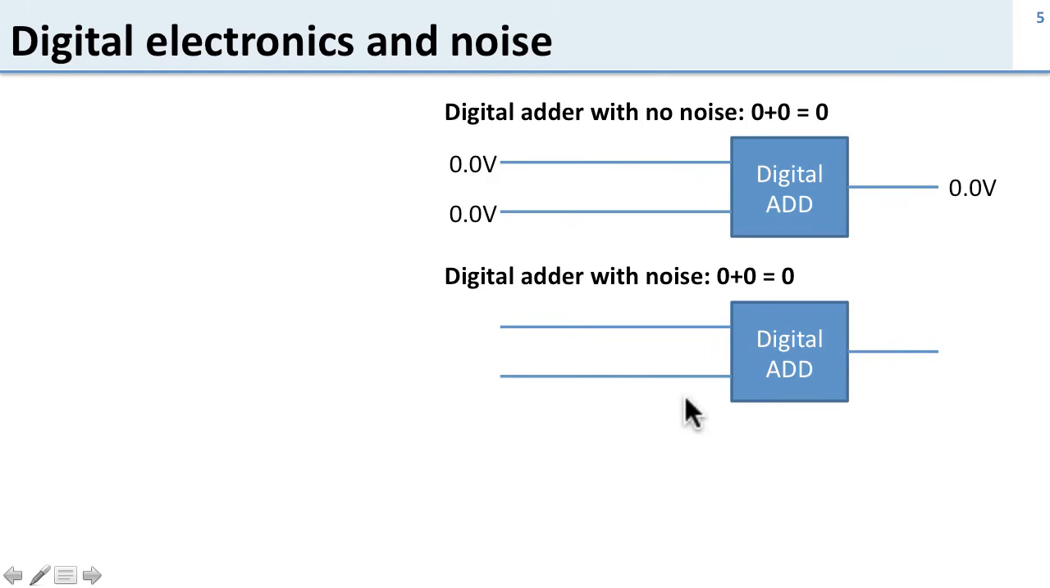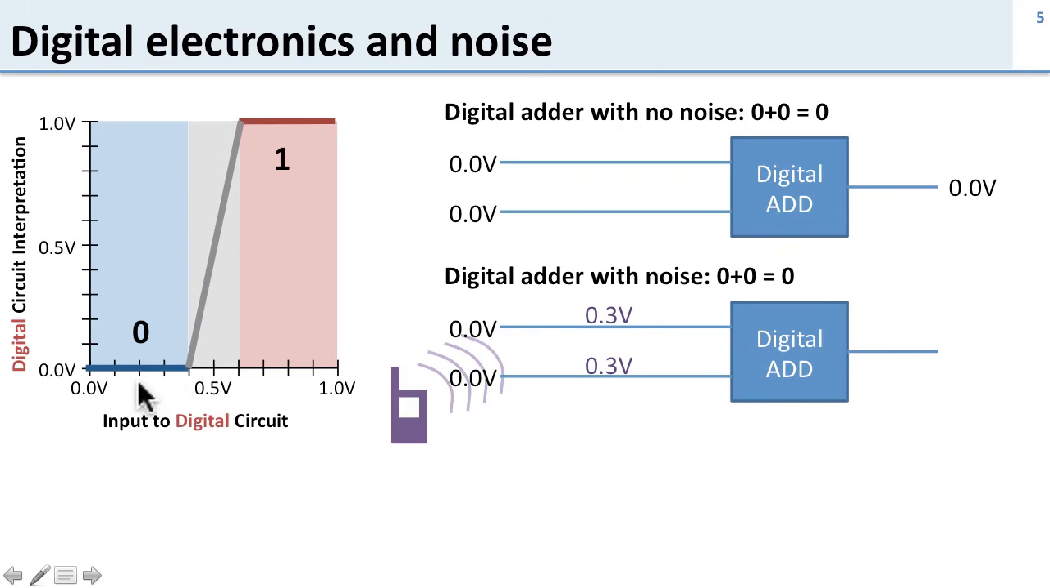So here's another digital adder. We've got our two 0 volt inputs, but now what happens is somebody across the room turns on their cell phone. And the radio signal from the cell phone hits the wires inside my computer. Those wires that were at 0 volts are now pushed up to 0.3 volts. And now what happens? Well, let's take a look at this transfer function over here.